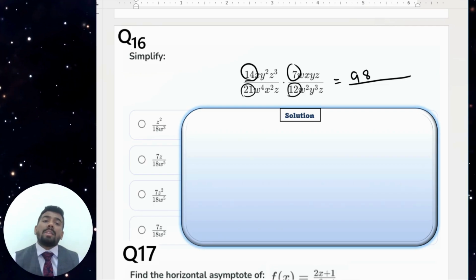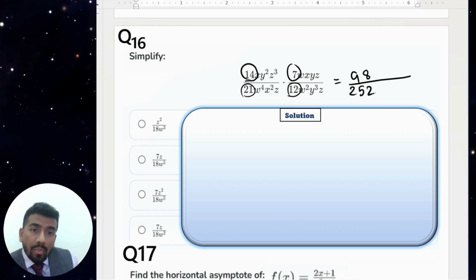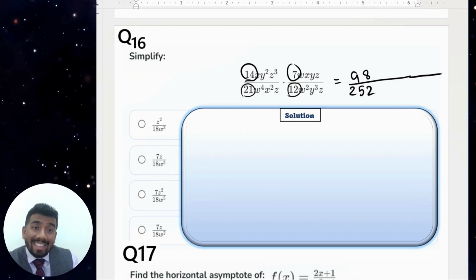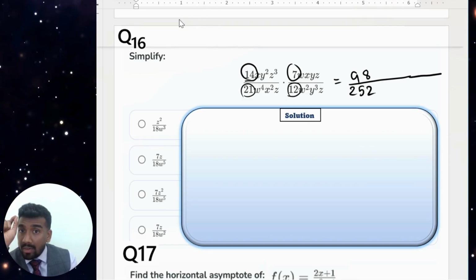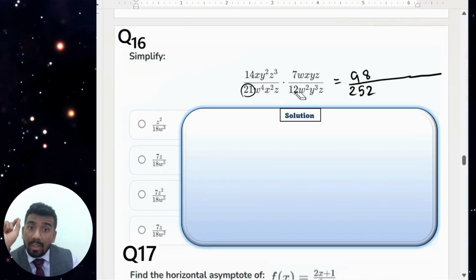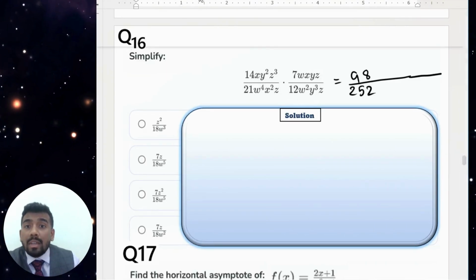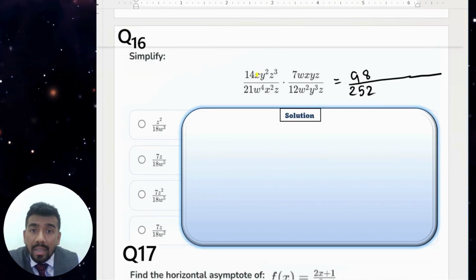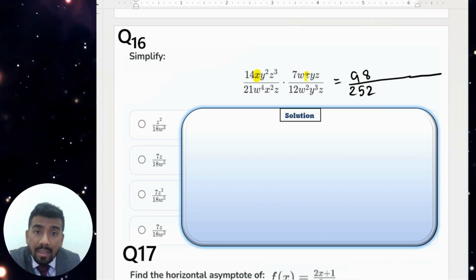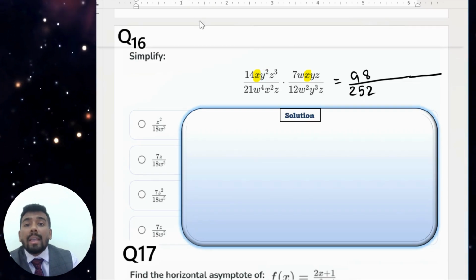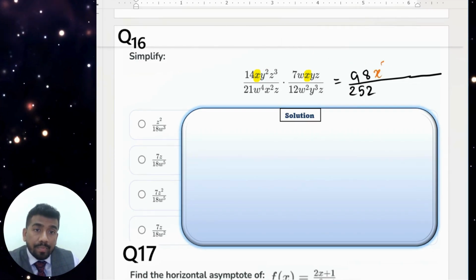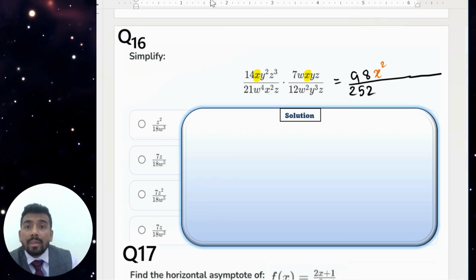So first multiply the numbers, 252, and then when it comes to the letters, add the powers. Now look, I'll tell you how to add the powers. Let's start one by one. So that's an x. Is there an x here? Yes. So x1 times x1 will become x power 2. Next is what?